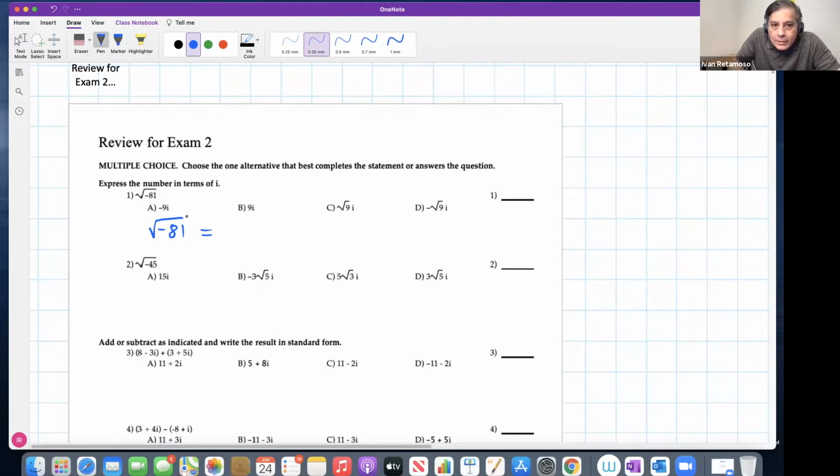All right, first question deals with complex numbers. They are asking you to compute the square root of negative 81 as a complex number, right? And we know the technique. We just separate 81 from negative 1, right?